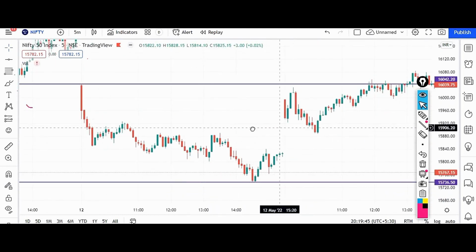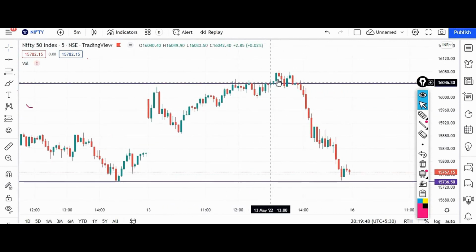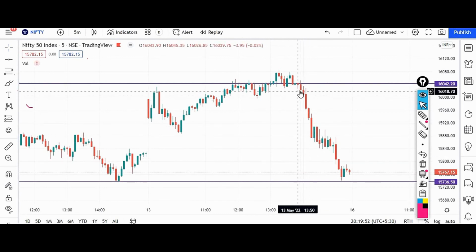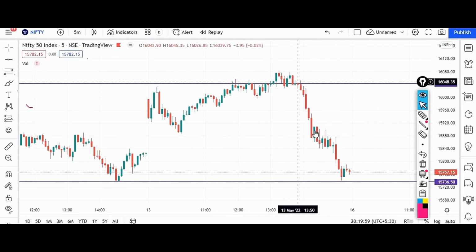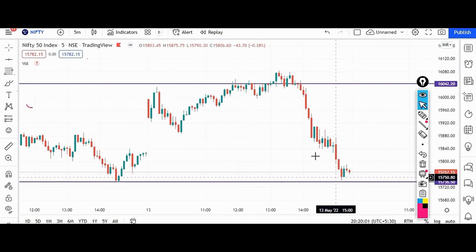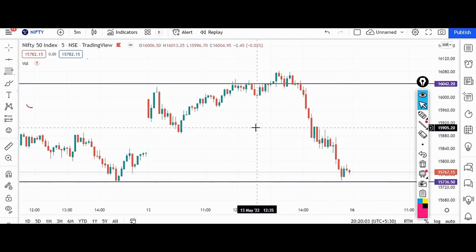Mark as usual, wait for the opportunity. Broken, reversal, broken, SL, take an SL. See the move. If you entered here again, some 300 points. It's a huge move. If you lost here some 75 points, this will make your day profitable.